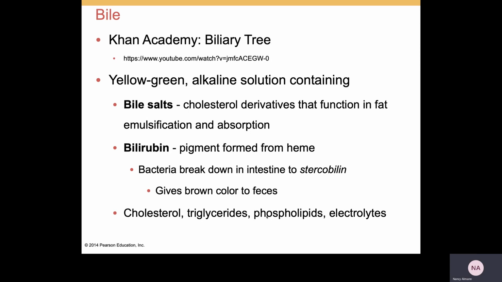So bile is yellow-green, it is alkaline, it is going to contain bile salts and bilirubin and cholesterol, triglycerides, phospholipids, and electrolytes. Bile salts are actually derived from cholesterol, and they are going to be required for emulsification of fats. Bilirubin is a pigment formed from heme. Heme is in hemoglobin. The bacteria break that down in the intestine into what's known as stercobilin, and that's why you have fecal matter that is brown.